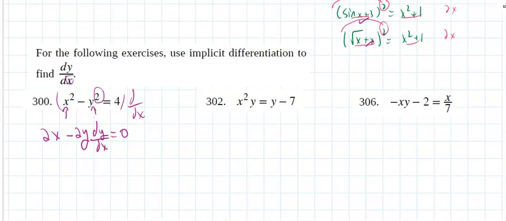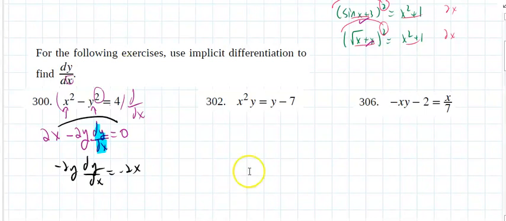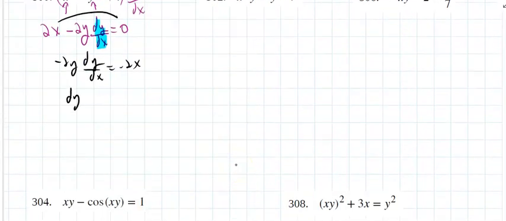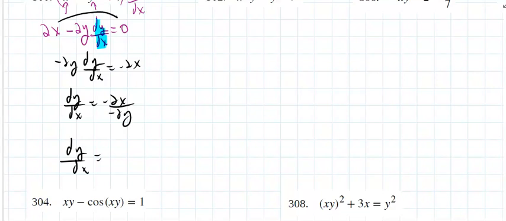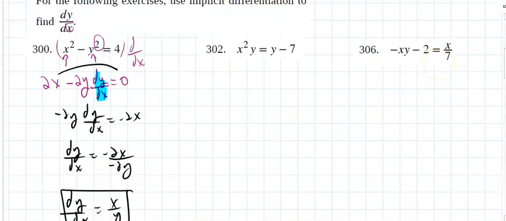And now I'm going to solve for dy/dx. So you're going to move this to the right hand side. Negative 2y dy/dx is going to equal negative 2x. And if you divide both sides by negative 2y, you'll get dy/dx to equal x over y. Not traditionally what we get, but then again, this is not a traditional problem.